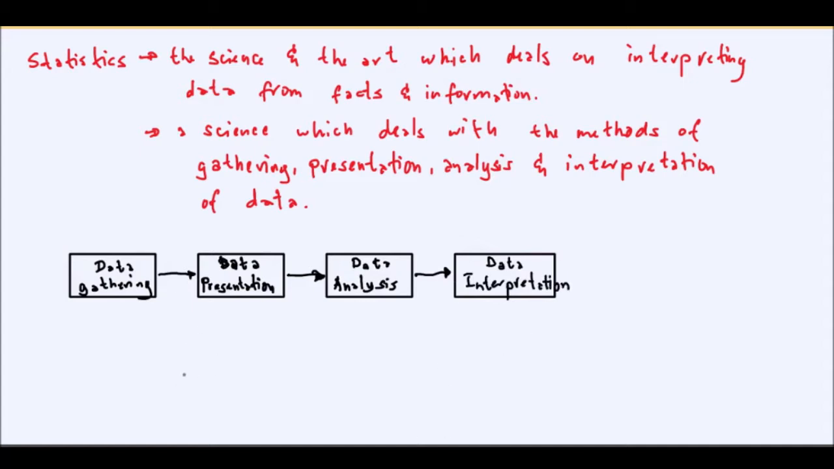Okay, so this is how the whole flow of statistics goes. So we have data gathering, data presentation, data analysis, and data interpretation. Okay, so we will try to define each of these processes. Okay, so first we will define data gathering.